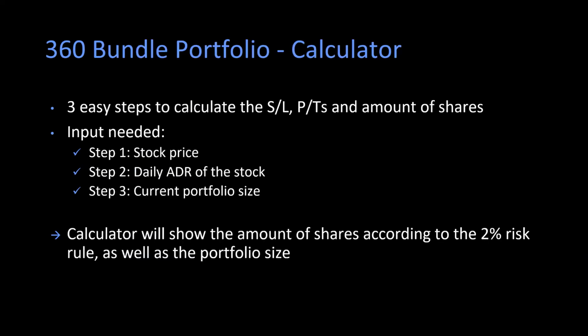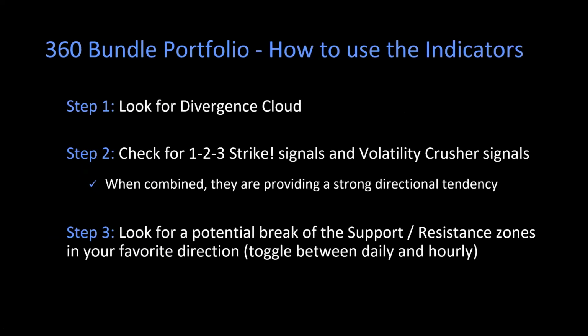Okay, now let's go on. The next question I received was, okay, how do you use the indicators? And it's very simple. I made a little checklist here for you to do this. First of all, there was a question, which indicator is better? To tell you the truth, the bundle is the bundle for a reason, because they work perfectly together. So what I always look for is if there is a divergence cloud, because this gives me the secure feeling we are in a directional trend, which is really good.